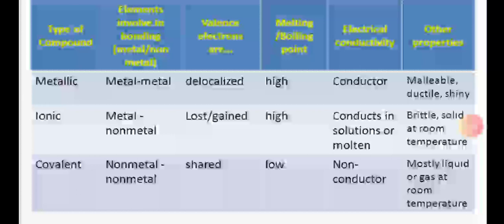Similarly, if a compound is covalent in nature, then it involves non-metal and non-metal. The sharing of electrons is involved. Melting and boiling points are usually low. They are non-conductors except for polar covalent compounds, and they are mostly liquid or gas at room temperature.